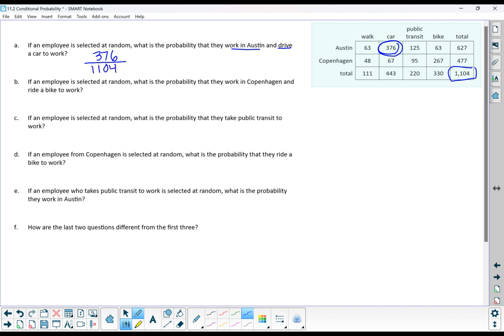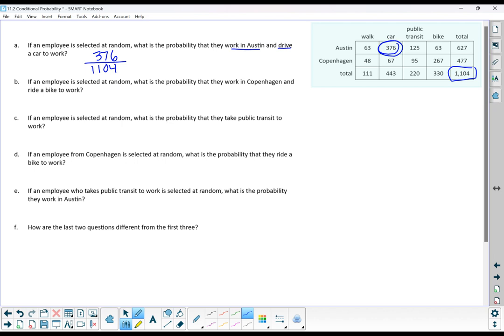Now that fraction can definitely reduce. With probabilities, we can either report our answer in fraction form or in decimal form or in percent form. For this example, I'm just going to leave those fractions the way they are. Definitely this one could be simplified if you wanted to punch it into a calculator, but I'm just going to leave them like this for this example.